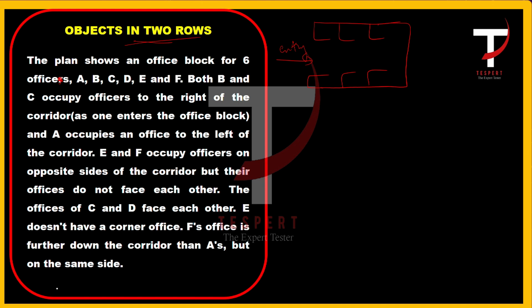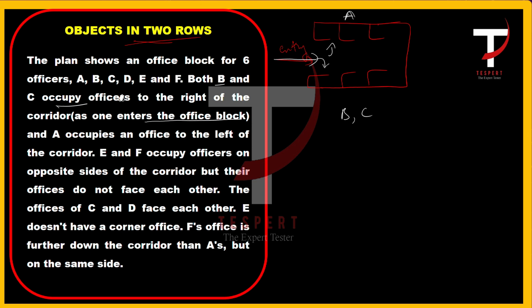Both B and C occupy offices to the right of the corridor as one enters the office block. So as one enters like this, the right side will be here and the left side will be here. As one enters, B and C occupy the offices on the right side. So B and C will be on this side. A occupies an office to the left of the corridor. So A must be on this side.